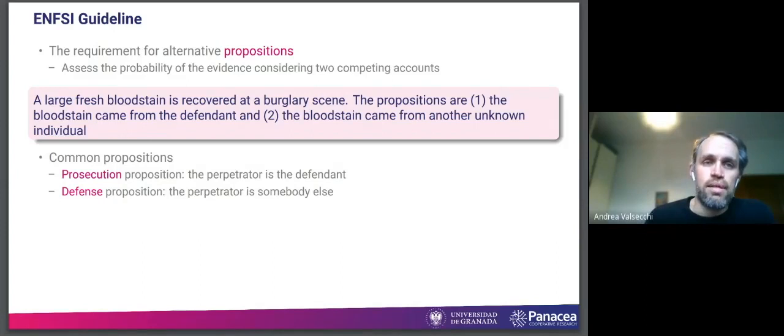The first requirement I'm going to discuss is the use of alternative propositions. That means that whenever we assess the probability of an evidence, we need to consider two competing accounts. Let me give you an example. Say that a bloodstain has been recovered. We need to specify two propositions, and those two propositions could be that the bloodstain came from the defendant, and the alternative proposition is that the bloodstain came from another unknown individual. These propositions are usually called the prosecution proposition and the defense proposition.